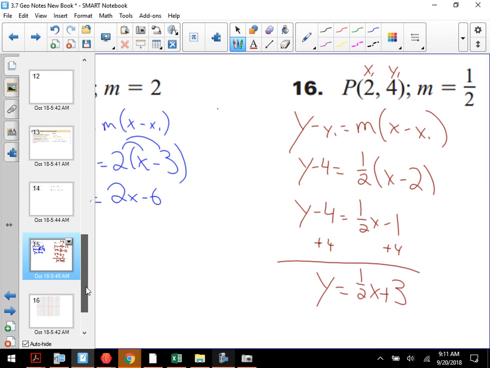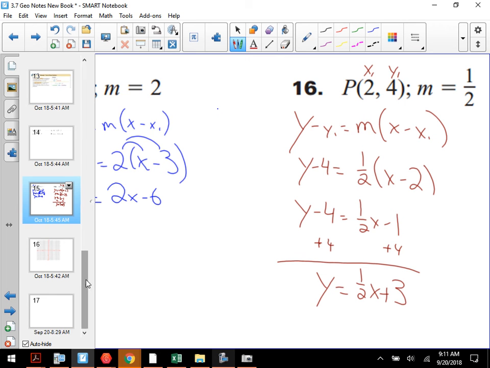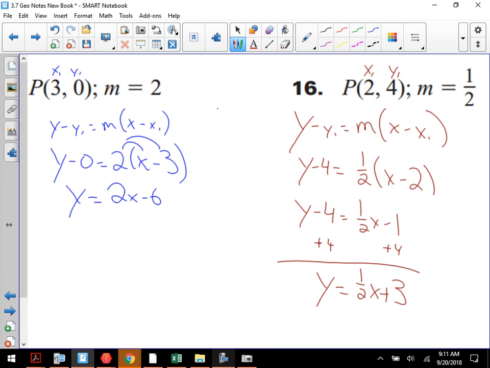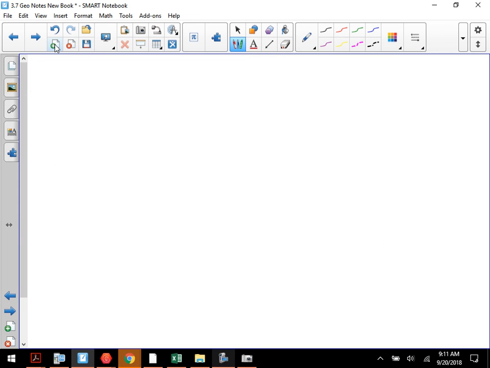The other form that you guys have seen before is when you write the equation of a line that goes through 2 points. Okay. So, for example, let's say you have the ordered pairs.